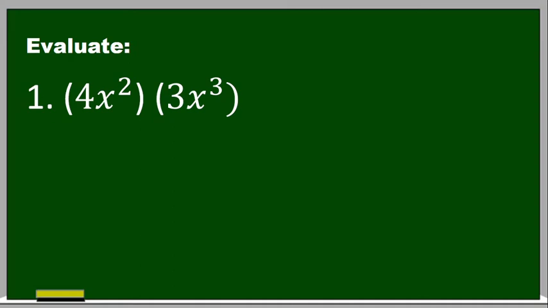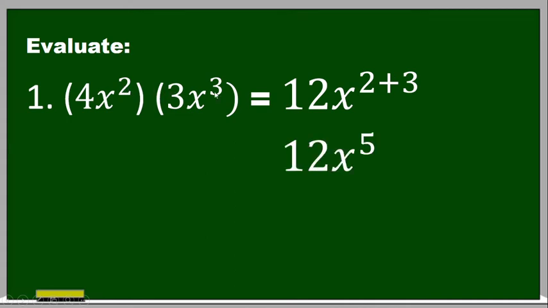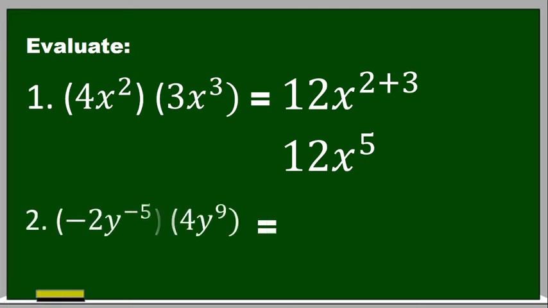Next, evaluate 4x squared multiplied by 3x cubed. So the numerical coefficients are 4 and 3. So you multiply 4 and 3. So that gives 12. For x, the exponents of the base are 2 plus 3, and that gives 12x to the 5th power.